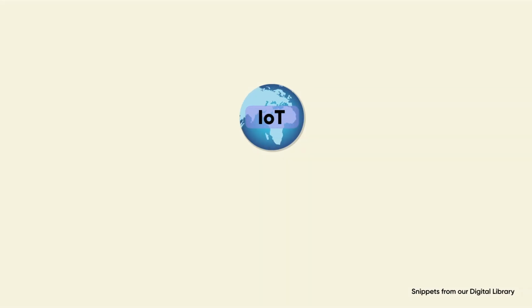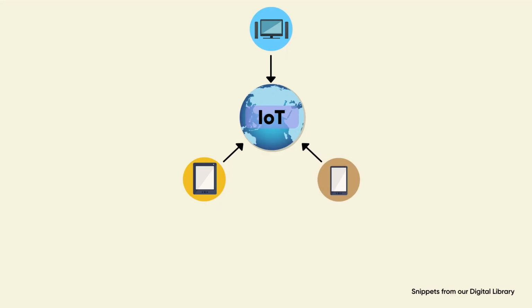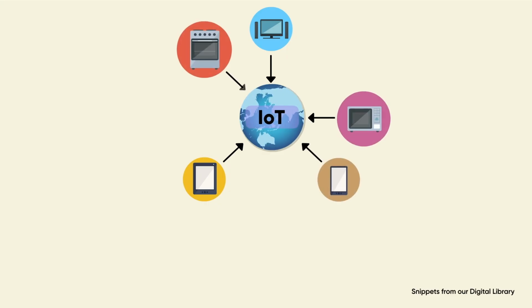Access to the internet was limited via devices like the desktop, tablet, or smartphone. But now with IoT, practically all appliances can be connected to the internet.